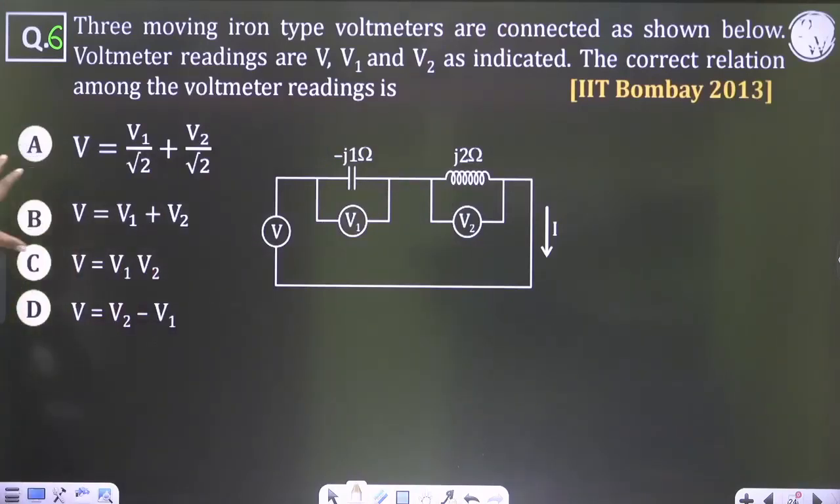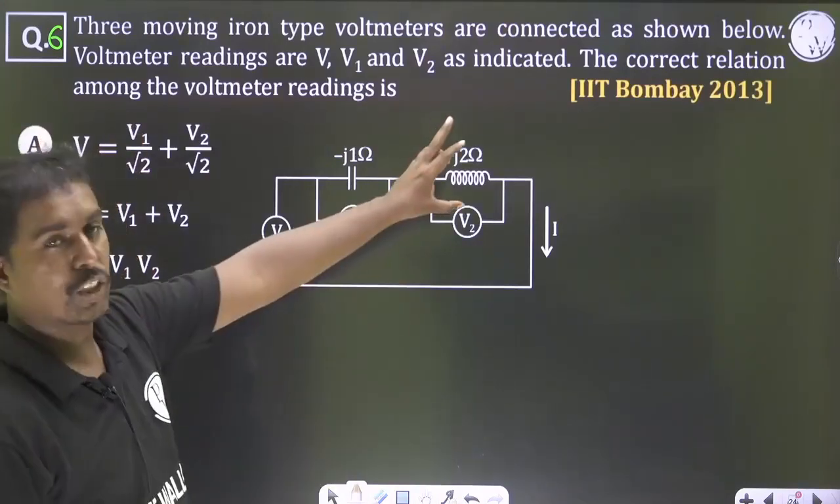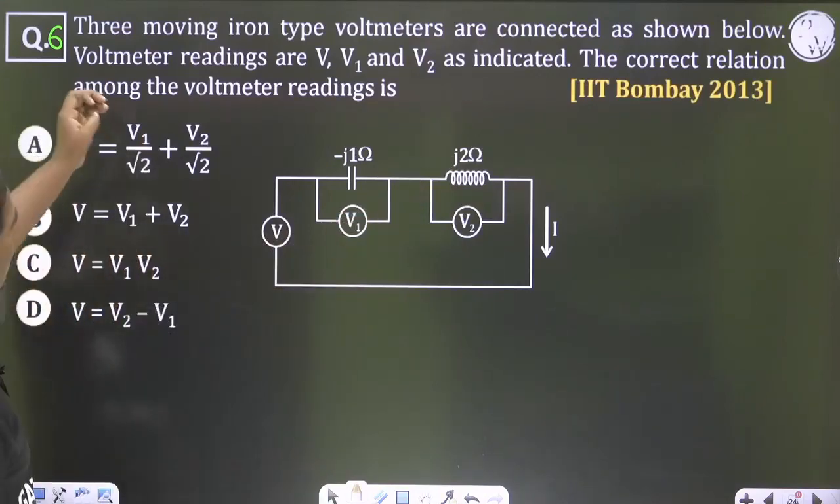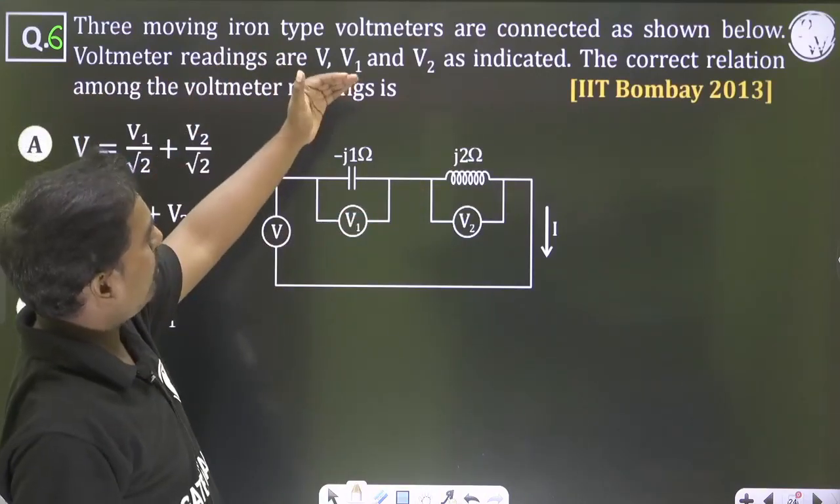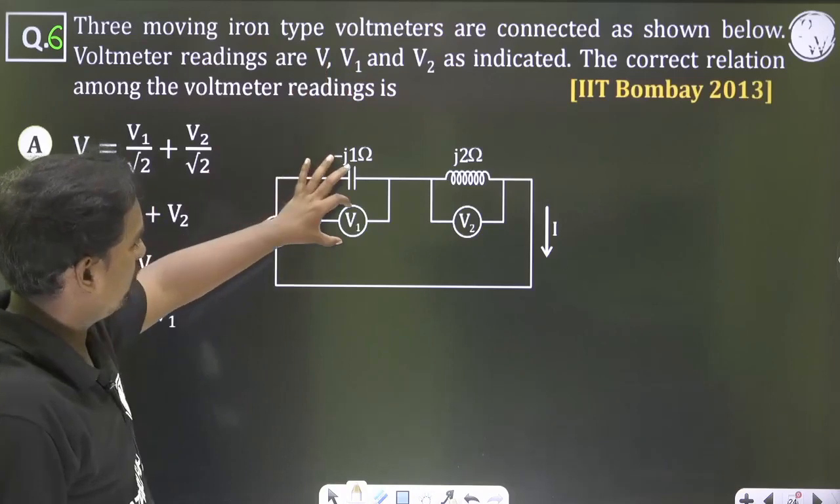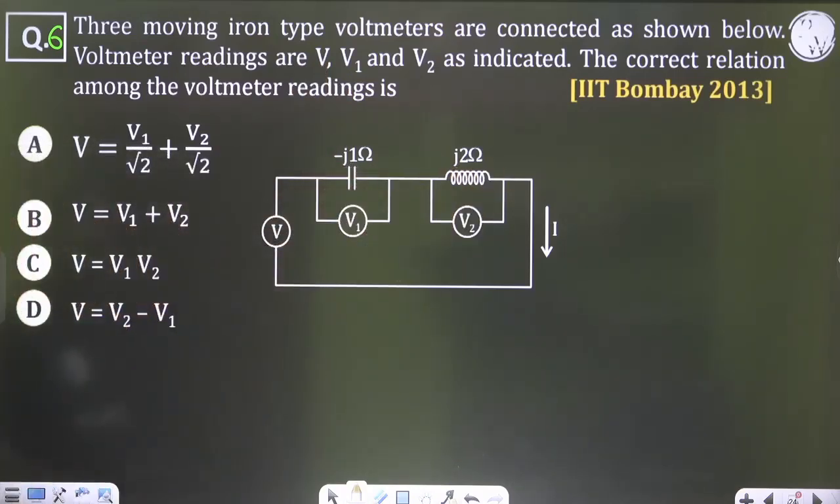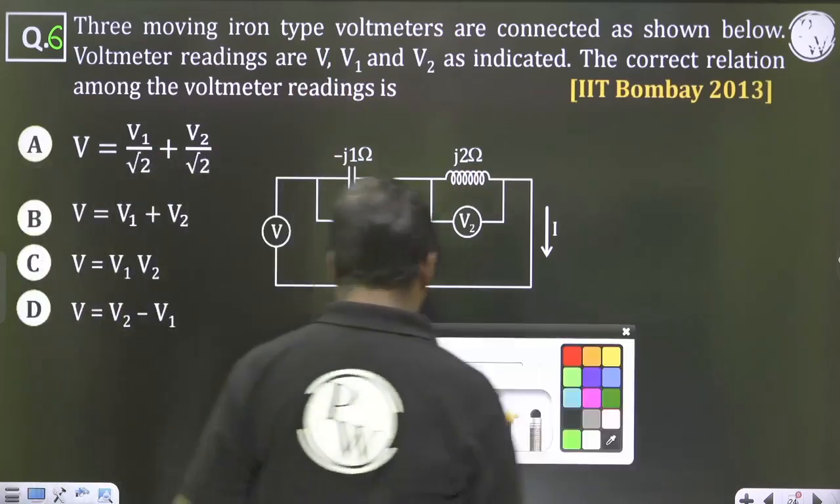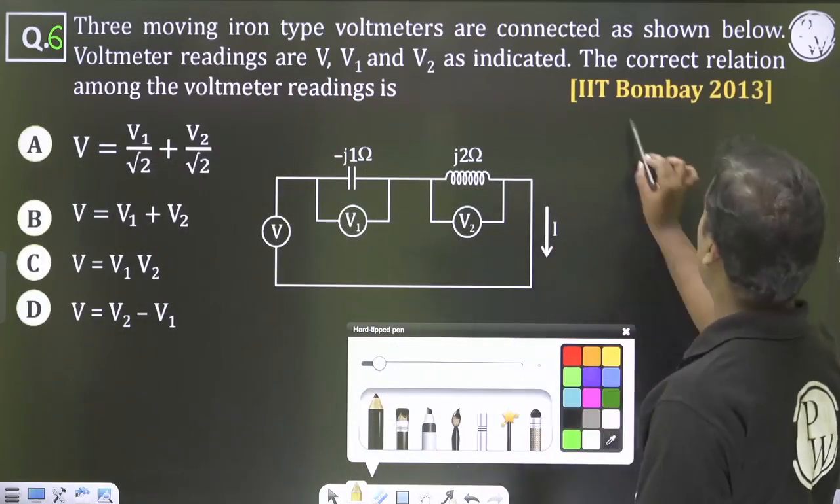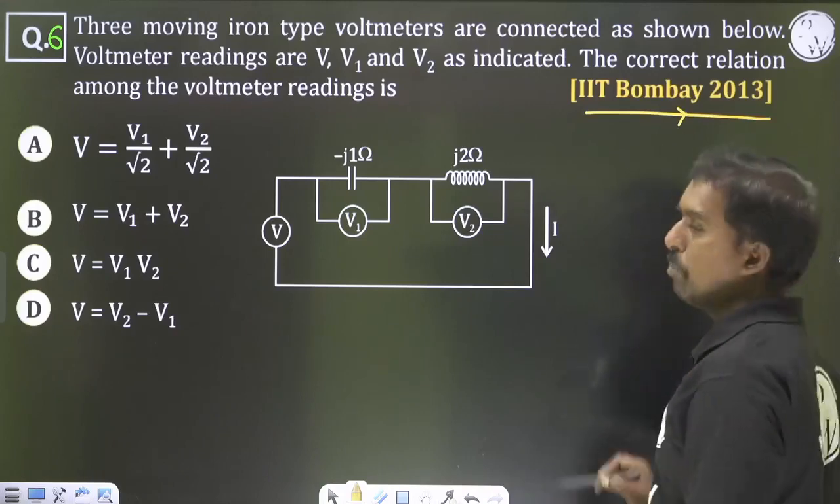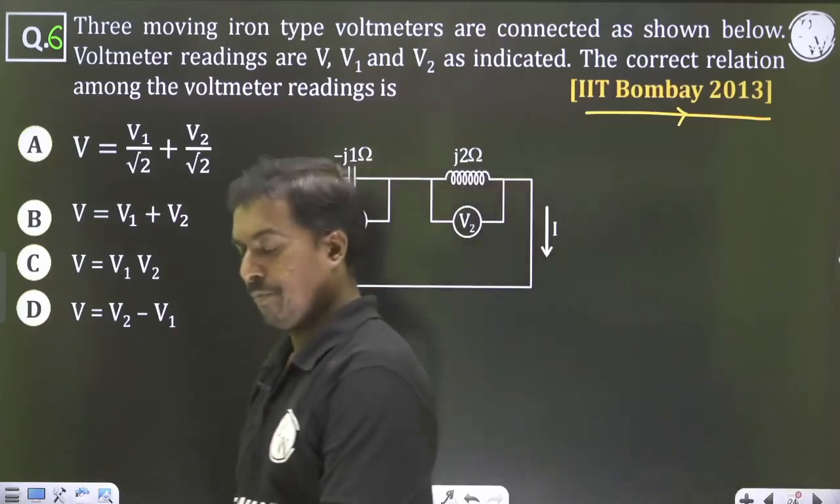3 moving iron type voltmeters are connected as shown below. Voltmeter readings are V, V1 and V2. So this is one voltmeter, this is the second voltmeter, this is the third voltmeter. The correct relation among the voltmeter readings is dash. This question was asked, actually it's a combination with network theory, the IIT Bombay 2013 question.